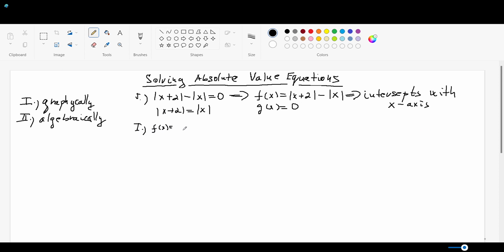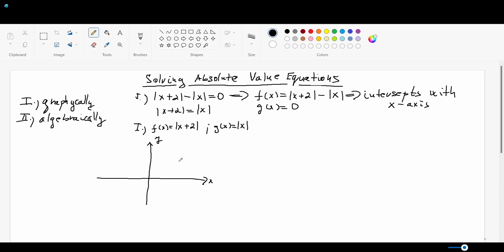As we already know, our first function f of x is defined on the left side of the equation, so it is equal to the absolute value of x plus 2, and g of x is equal to the absolute value of x. So these are my two functions. We already know how to sketch the graph, and again I'm repeating myself, you have to sketch the graph precisely.